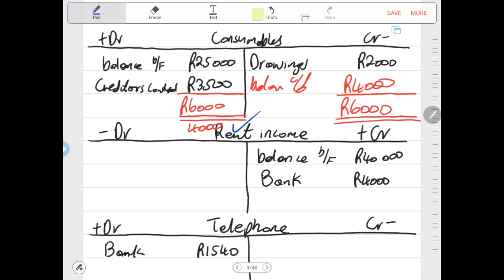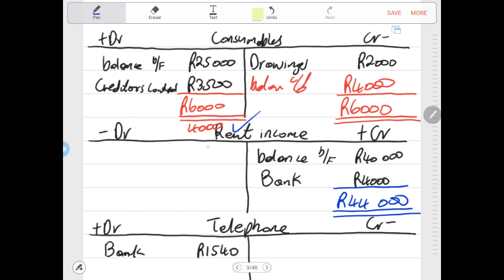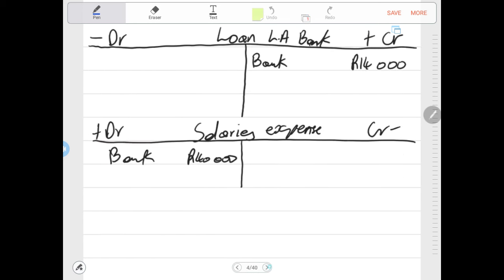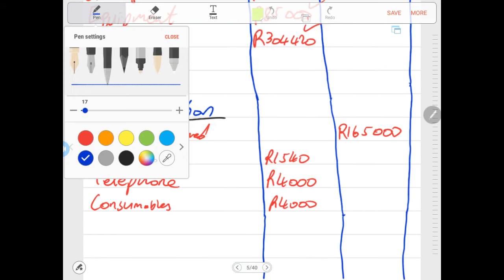We go to rent income. Rent income, we only have figures on the credit side. So the bigger side is the credit side. That means in the trial balance, 44,000, which is 40,000 plus 4,000, will be recorded on the credit side. The description is rent income. So we record in here and we say rent income.